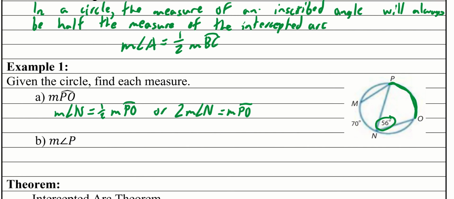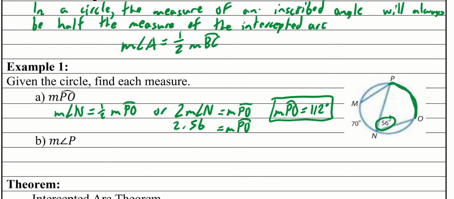Okay, either way will get you to the same answer here. In any case, we know the measure of angle N, so I'm just going to say this equals the measure of arc PO, and it is 2 times the measure of angle N, which we see right there is 56. So all I need to do is 2 times 56. My final answer here, I'll write out to the side: measure of arc PO equals 112 degrees.